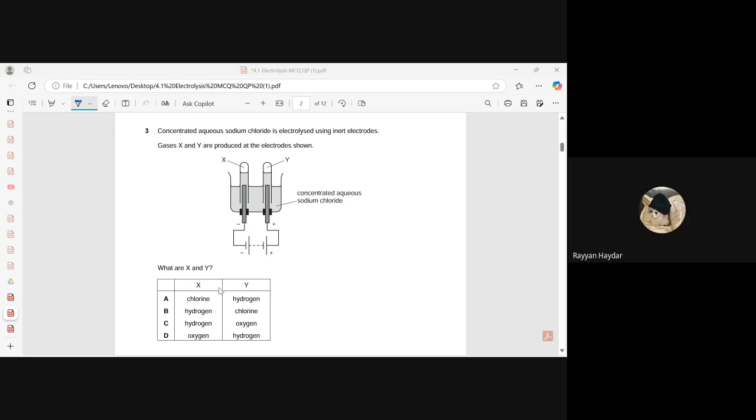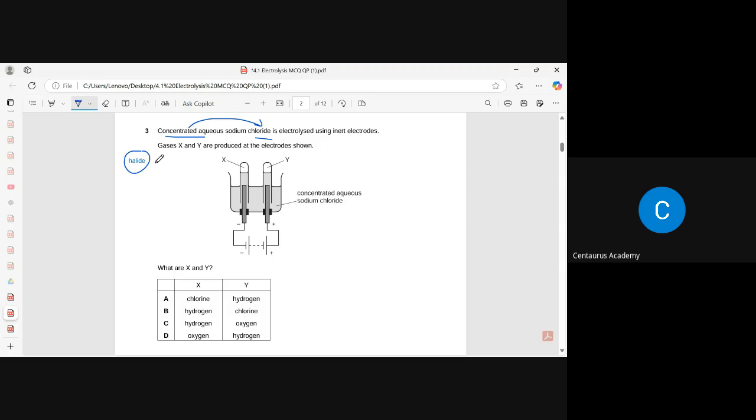Yeah. We have concentrated halide here. Okay. Look into the first statement. The first statement says that concentrated aqueous sodium chloride is present. So whenever you have a concentrated halide, halide means any halogen based compound. Halogens are group 7 elements, that means fluorine, chlorine, bromine, iodine. So any of these halide ions, if they are present within the electrolyte and it is a concentrated solution of it.